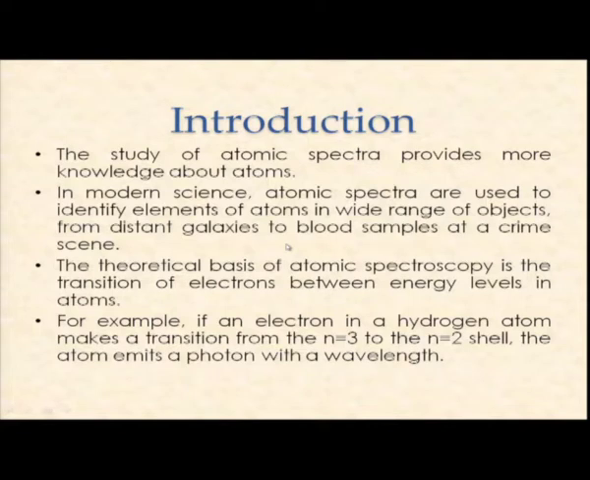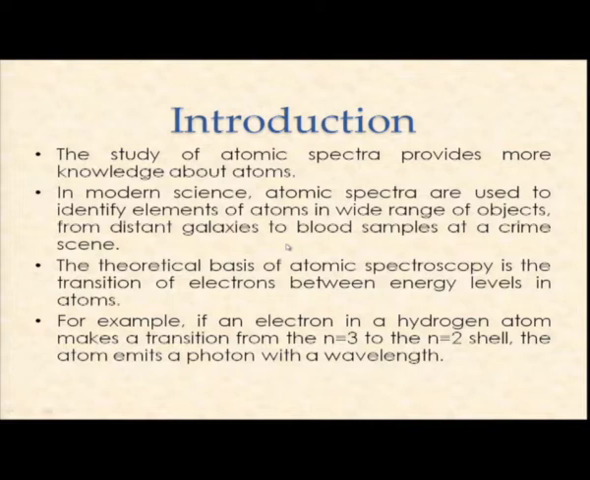Emission of radiation occurs when an atom jumps from one energy level to another energy level. The theoretical basis of atomic spectra is the transition of electrons between energy levels in atoms. The Bohr atom model throws light on the transition of electrons from one energy level to another. For example, if an electron in a hydrogen atom makes a transition from n equal to 3 to n equal to 2 shell, the atom emits a photon with a particular wavelength.